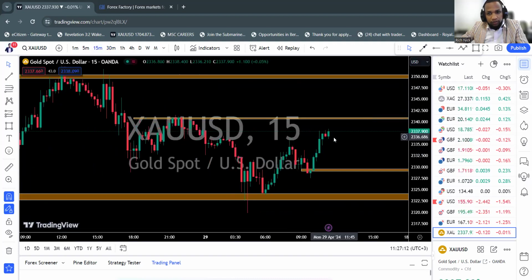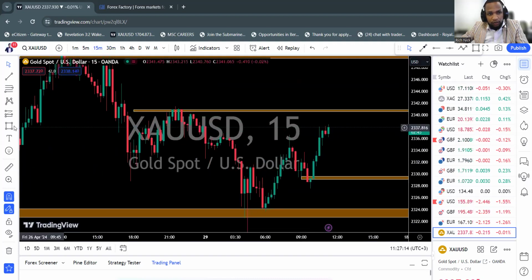That will take me to 15 minutes. I just want to see what the market is doing right now. See, the 15 minutes is forming a support area down here.